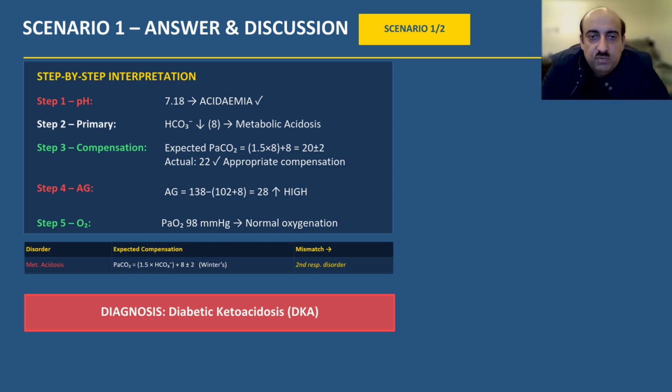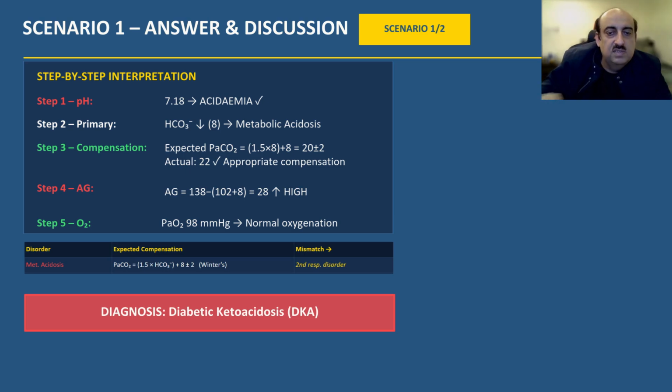Answer to step 1, scenario 1. Let's calculate together. What is the pH? 7.18, so it confirms acidemia. Let's look at whether it's primary metabolic or not. Bicarb is low, 8, so that confirms that it is metabolic acidosis, because it's not high CO2, which would have been respiratory acidosis. Once we have the confirmation of metabolic acidosis, then we said the next step would be to look at the compensation.